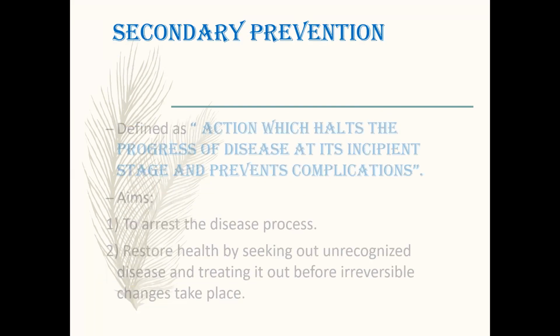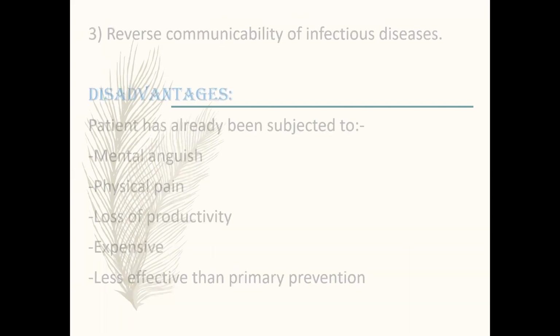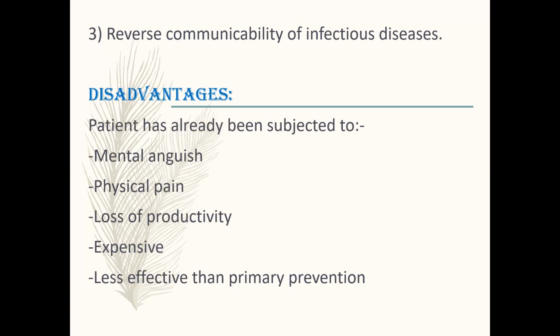Secondary prevention, defined as action which halts the progress of disease at its incipient stage and prevents complication, aims to arrest the disease process, restore health by seeking out unrecognized disease and treating it out before irreversible changes take place. Reverse communicability of the infectious disease. Disadvantage: patient has already been subjected to mental anguish, physical pain, loss of productivity, expensive, less effective than the primary prevention.